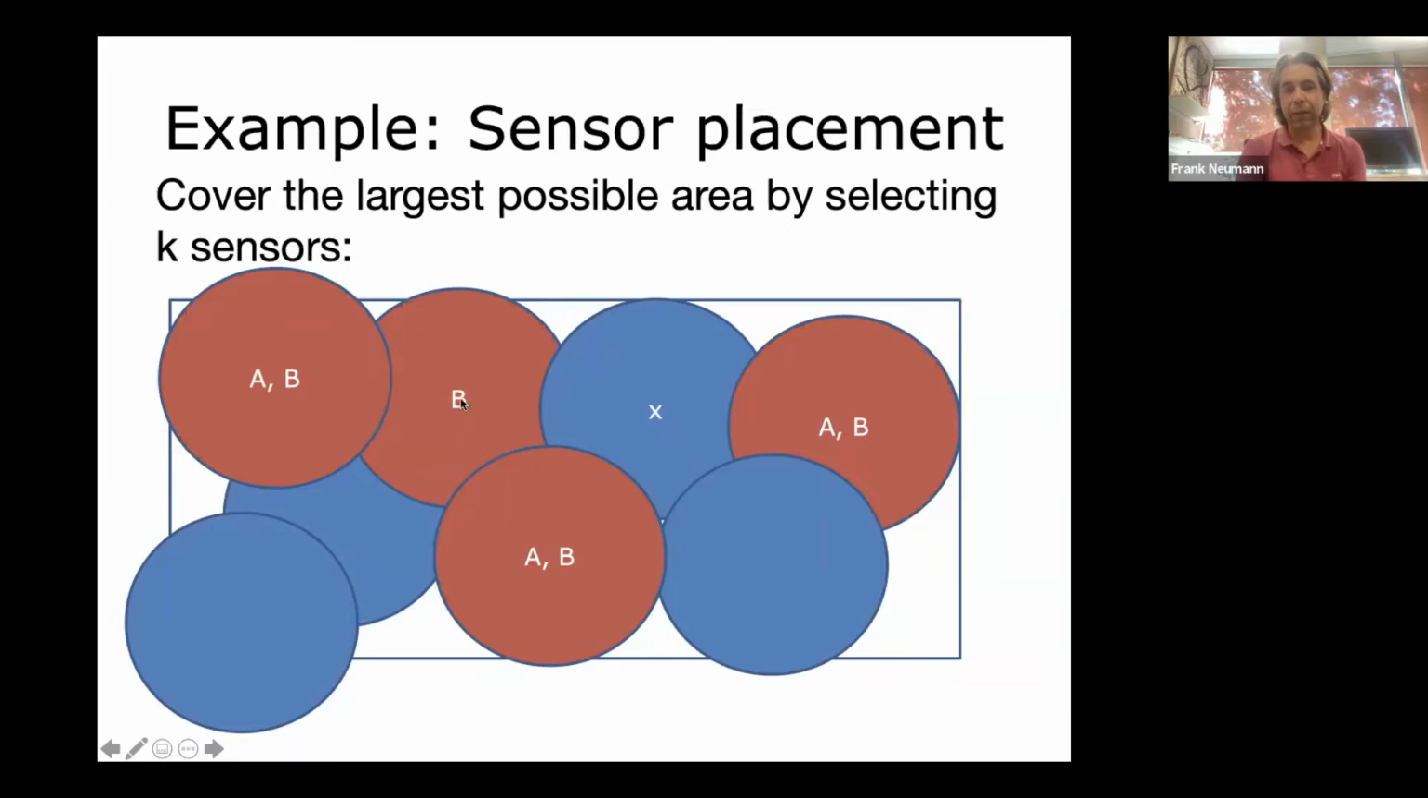Okay, and this is the property of diminishing returns. So A doesn't consist of this sensor, it just consists of B. If you would add X, you would get this part here in addition, but you have this part already when you have selected the set B.